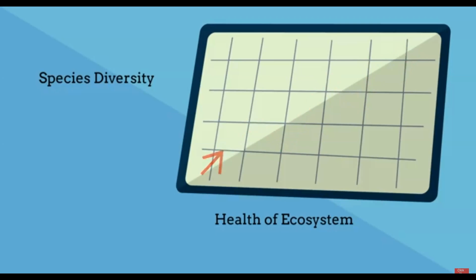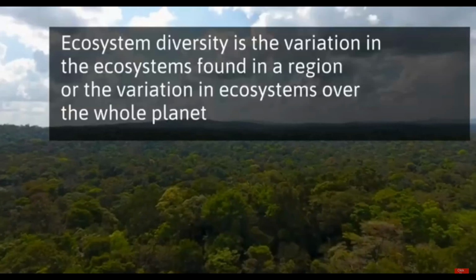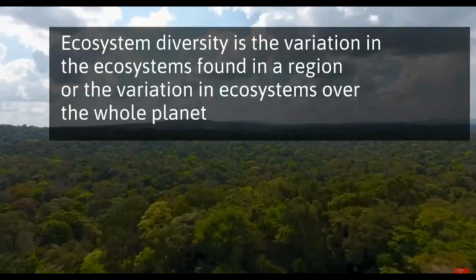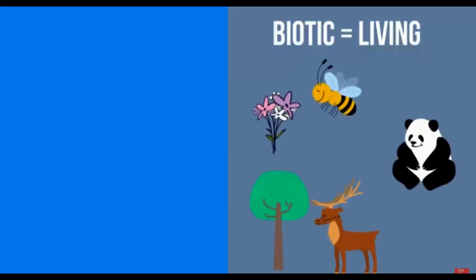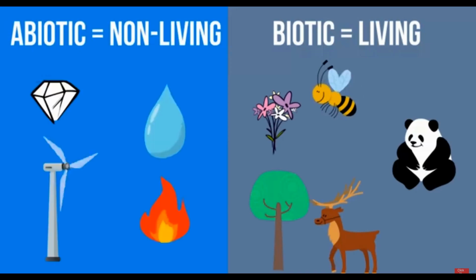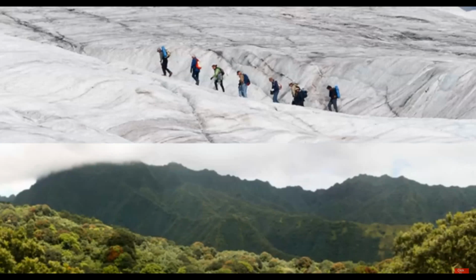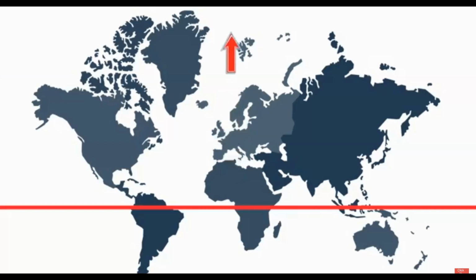Ecosystem diversity is the variation in the ecosystems found in a region or the variation in the ecosystems over the whole planet. It is a measure of the variety of biotic, or living, factors and non-living, or abiotic, factors present in an ecosystem. Rainforests usually have a high ecosystem diversity, and deserts and polar regions usually have a low ecosystem diversity. In general terms, biodiversity is greater at the equator and decreases as you move away from the equator.